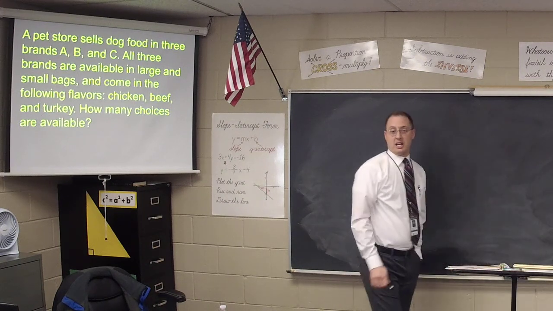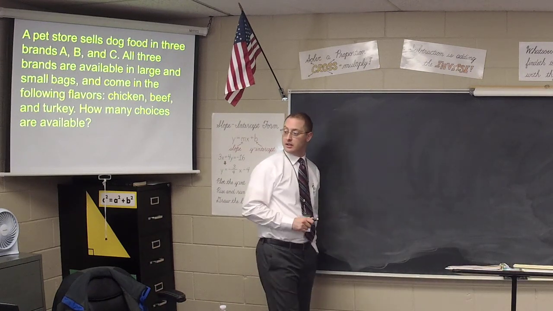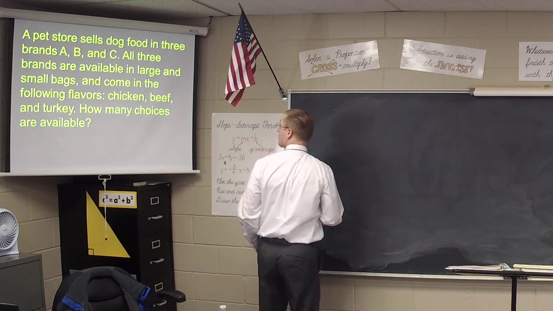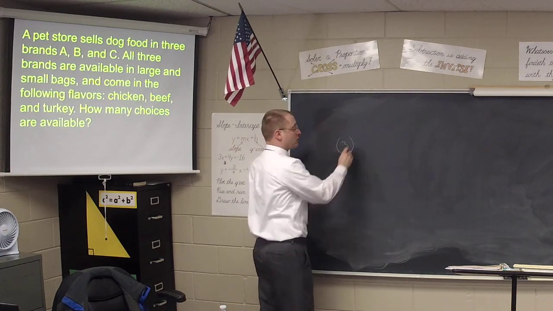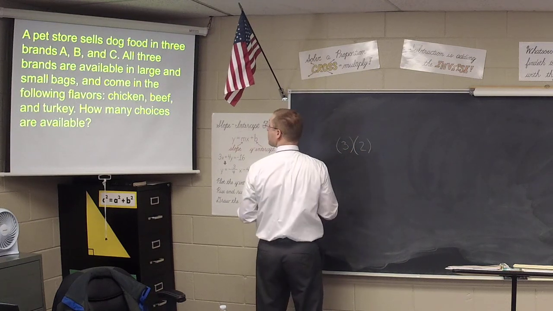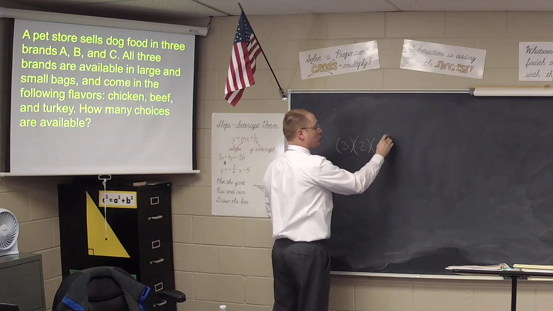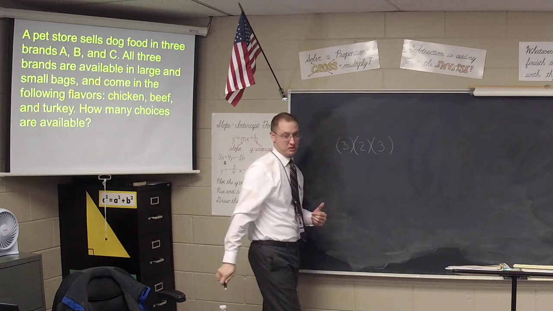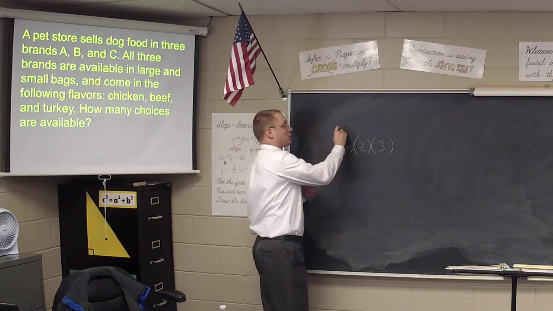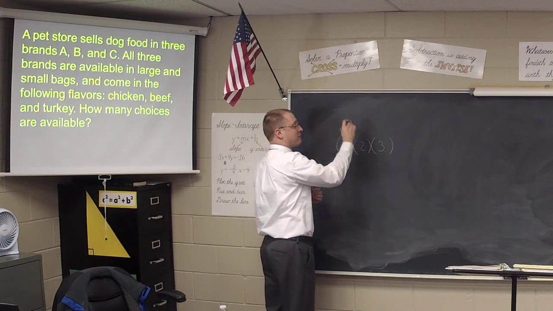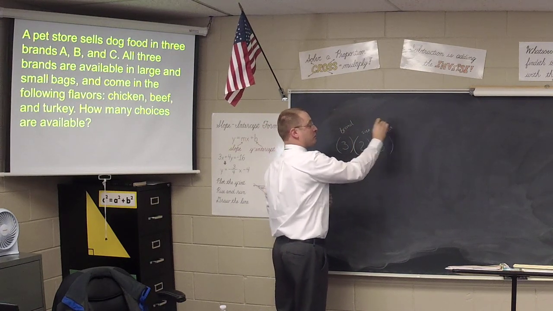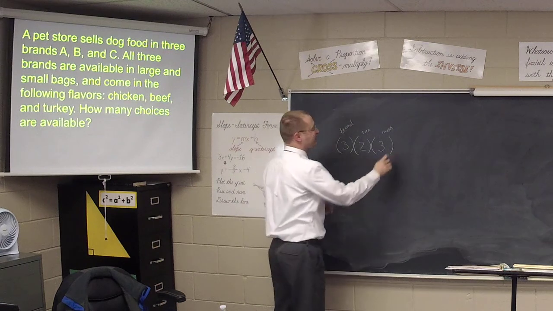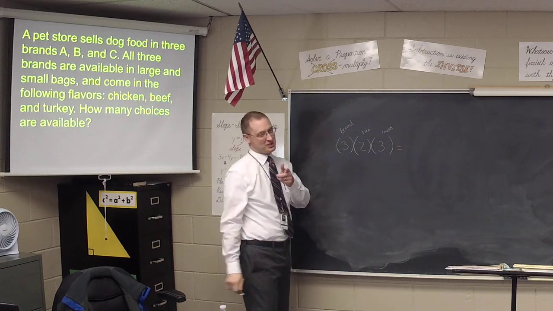All right, what did you get here, Lana? 9? All right, so we've got 3 different brands we could choose from. And in every brand, there's 2 different sizes we could choose from. And then for every size, there's also 3 flavors we could choose from. So we have to make a choice of brand, we have to make a choice of size, and we have to make a choice of the meat that is the base of the food.